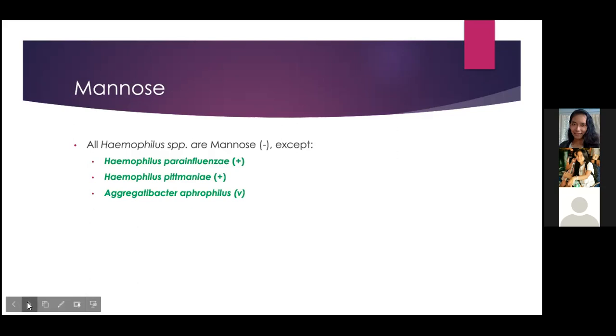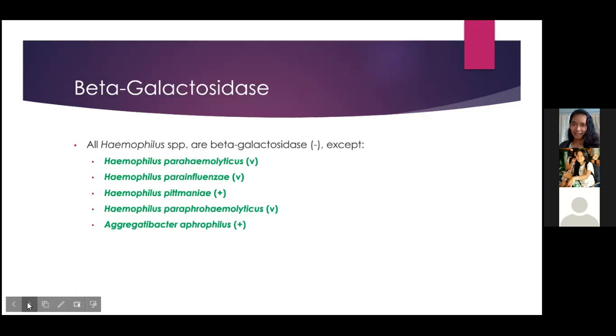And also for mannose, all Haemophilus species are mannose negative except Haemophilus parainfluenzae, Haemophilus pittmaniae, and Aggregatibacter aphrophilus. And for beta-galactosidase, all Haemophilus species are positive except Haemophilus parahemolyticus, Haemophilus parainfluenzae, Haemophilus pittmaniae, Haemophilus paraphrohaemolyticus, and also Aggregatibacter aphrophilus.